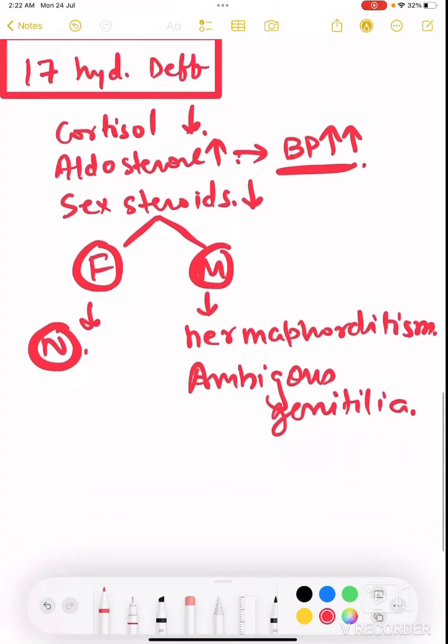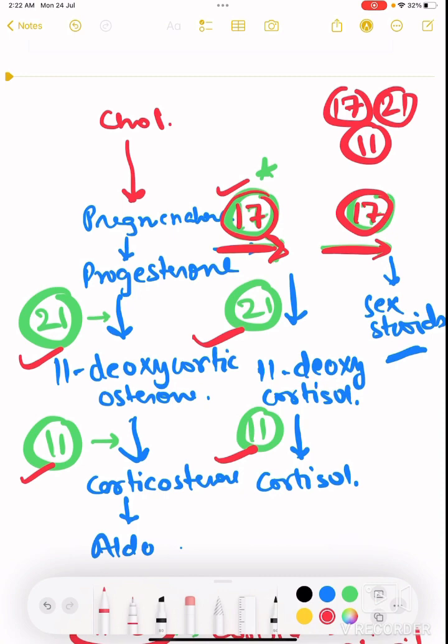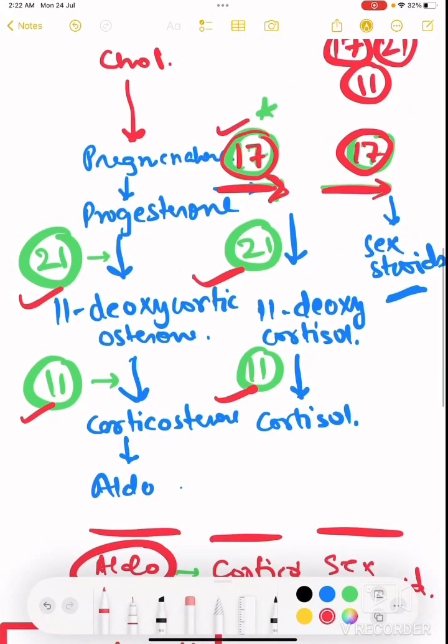Okay, so this is everything about 17 hydroxylase deficiency. Now coming to 21 alpha hydroxylase deficiency. What will happen if there is 21 alpha hydroxylase deficiency, right?